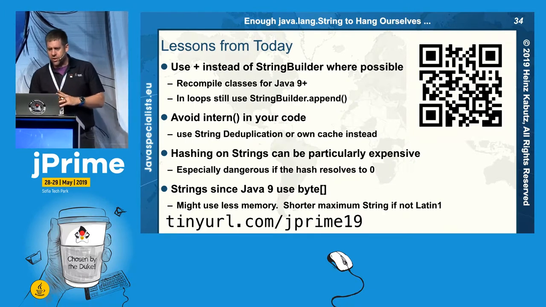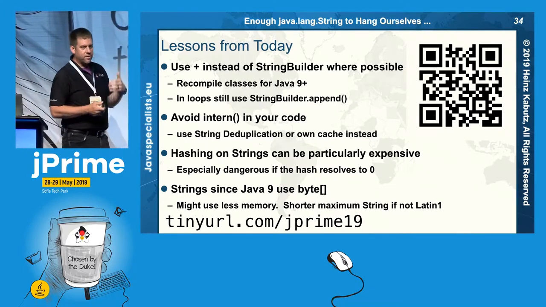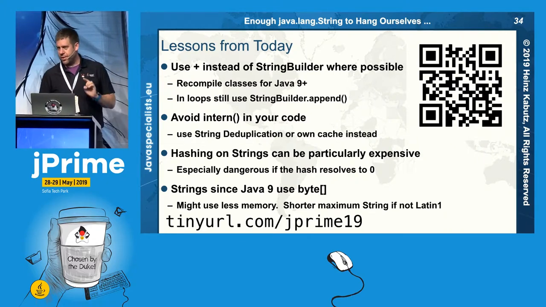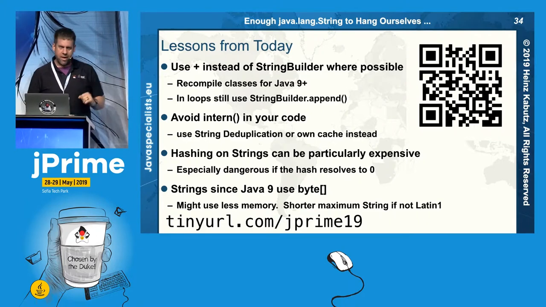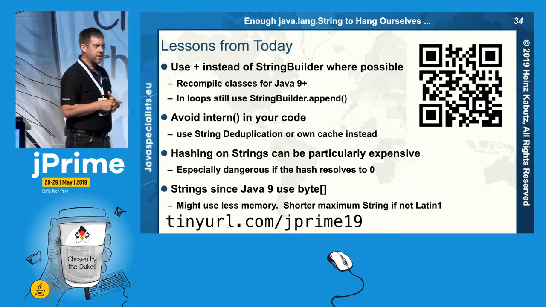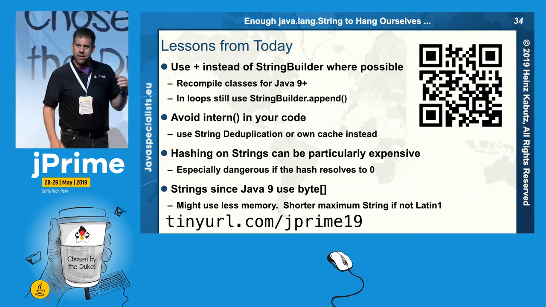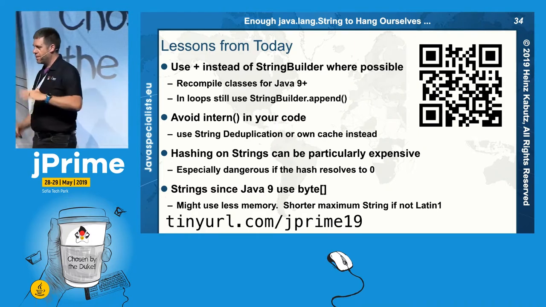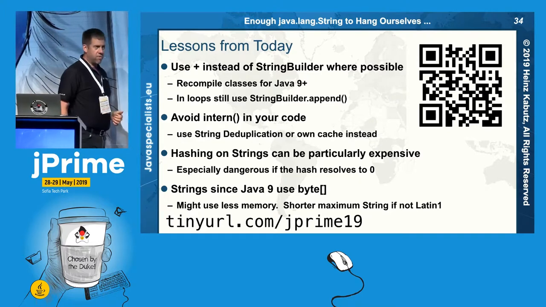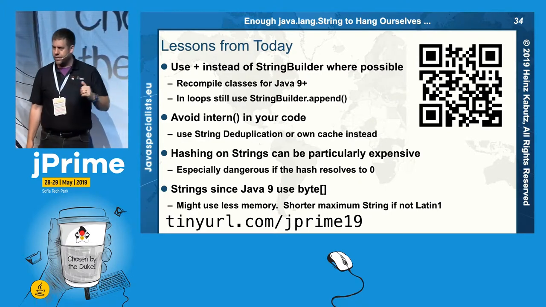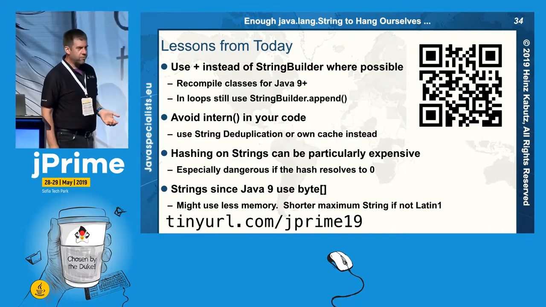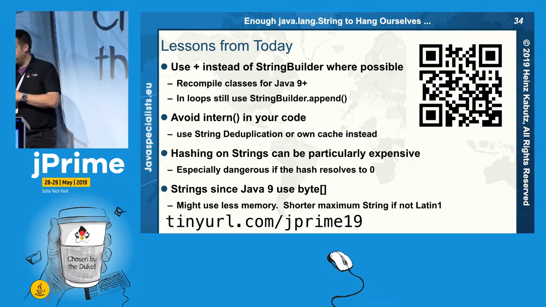We should avoid intern in the code. Instead of doing that, use String Deduplication or write your own cache with concurrent hash map if you know that your set of strings is bounded. Hashing used to be very dangerous on strings, especially if the hash code equals 0. It has improved with HashMap because of the tree that they build inside. Another thing is that it's a good idea to move over to Java 11 or 12, whatever you want to go, as soon as possible if you're on Java 8, because you should see a memory improvement. You should also see garbage collection improvements as well.